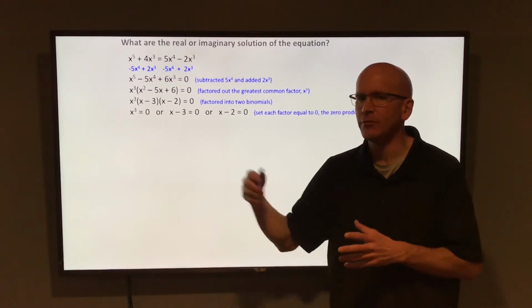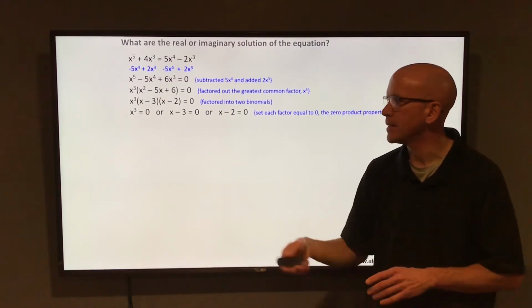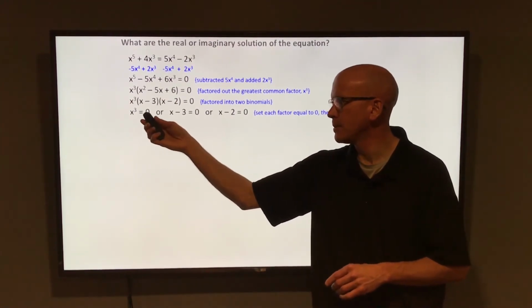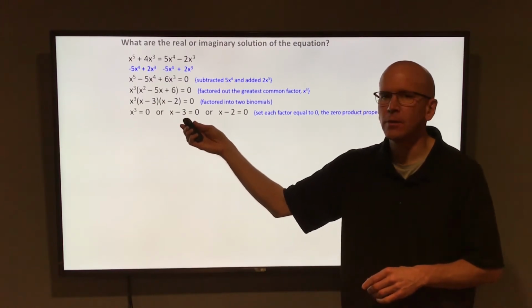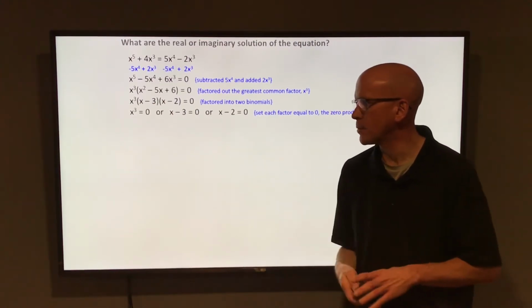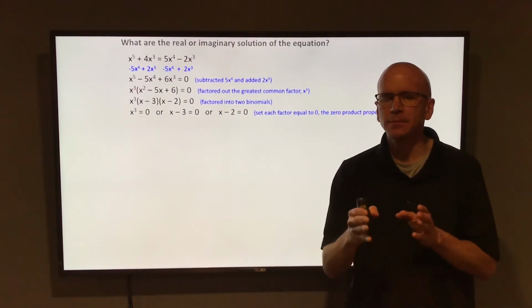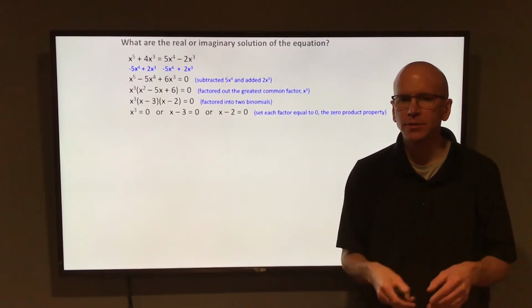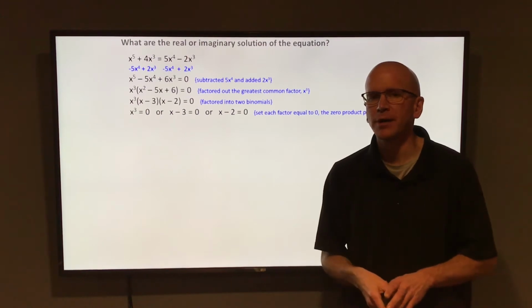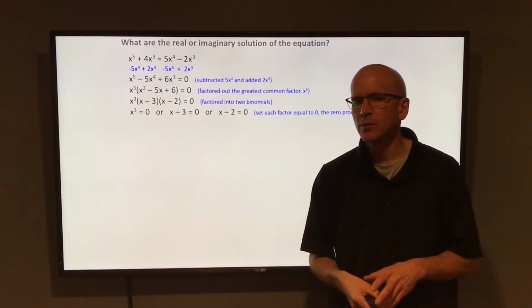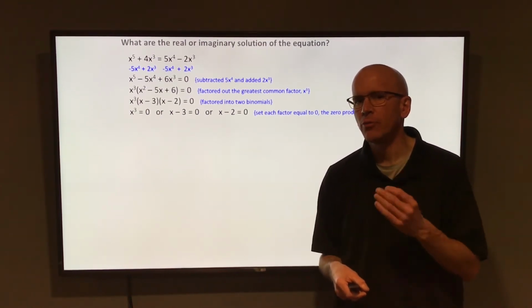So that means any of those three things could be equal to 0. X to the third could be equal to 0. X minus 3 could be equal to 0. Or x minus 2 could be equal to 0. Now with that x to the third equals 0, that's x times x times x equals 0. You have three x's multiplied together equaling 0. So that means x equals 0 three times.